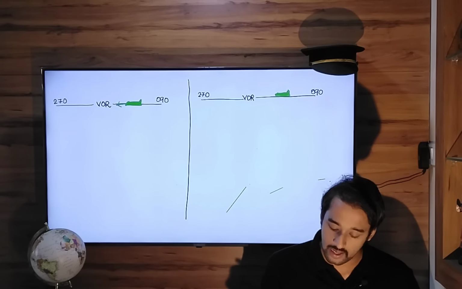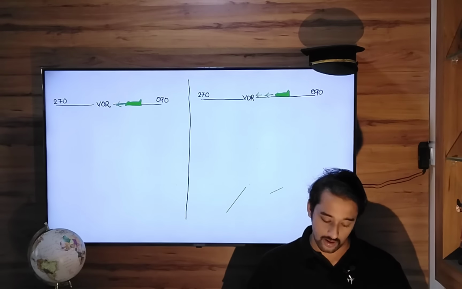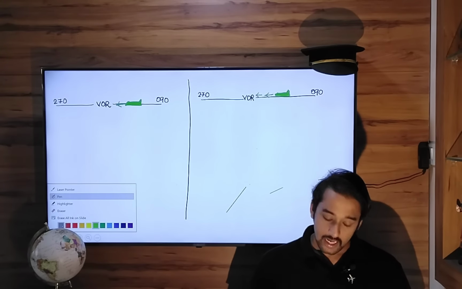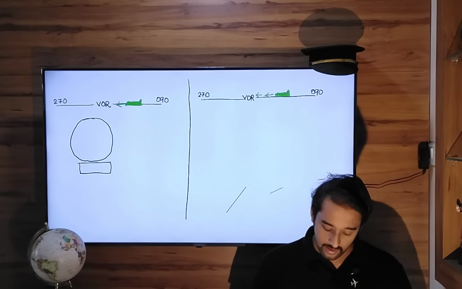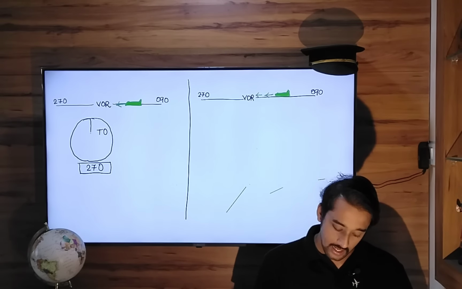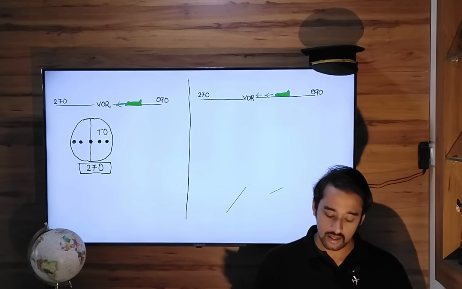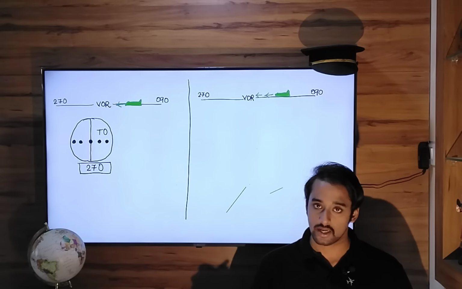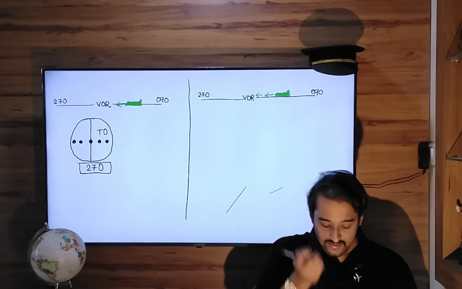The center line of radial 090. Okay, we are flying inbound towards this VOR. I will show you the correct way. The correct way in the OBS selector is to put bearing 270. As a result of that, you get TO indication and the CDI needle stays correctly in the center. The main important point here is to get TO indication.